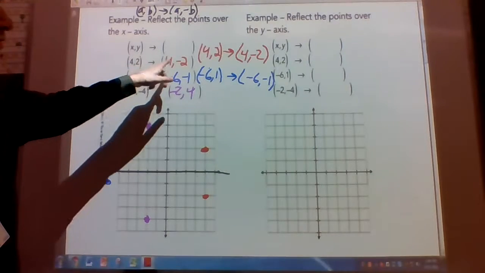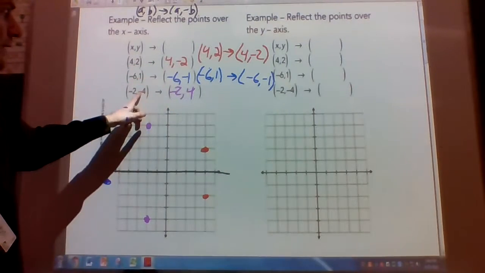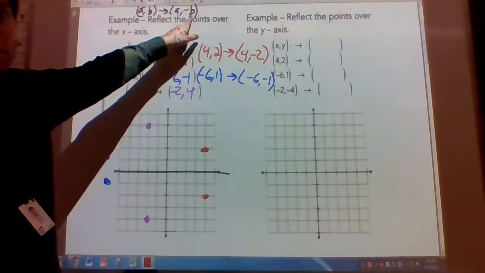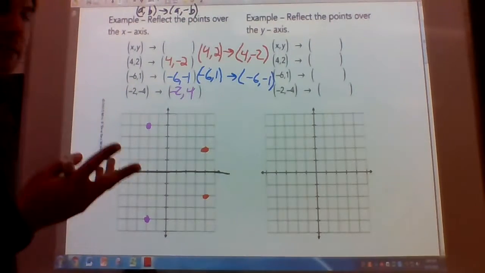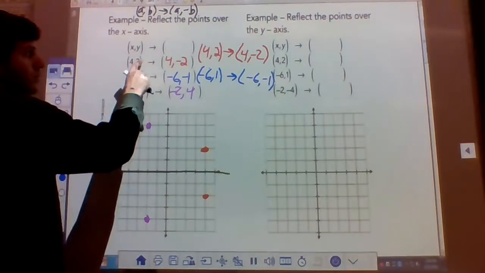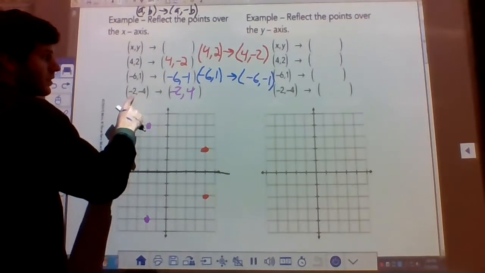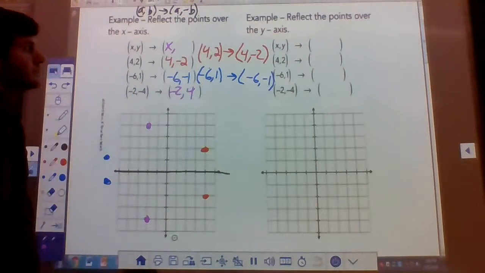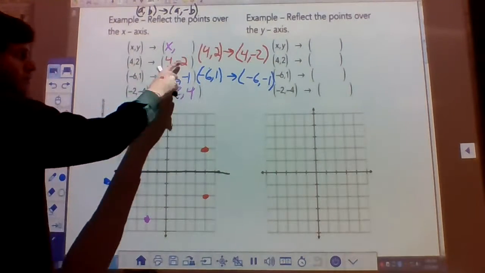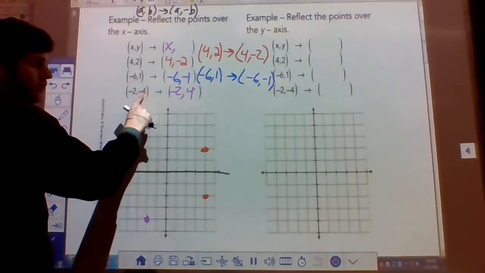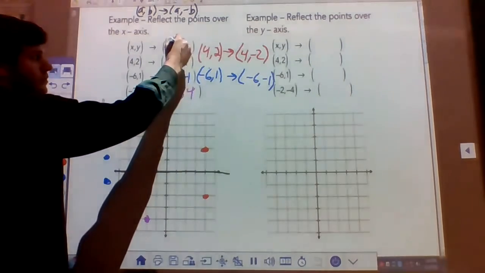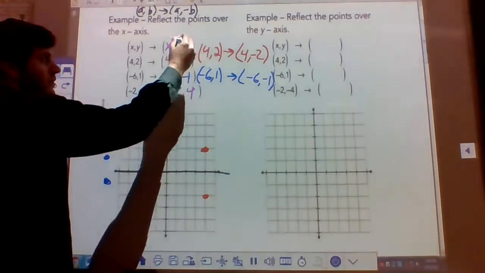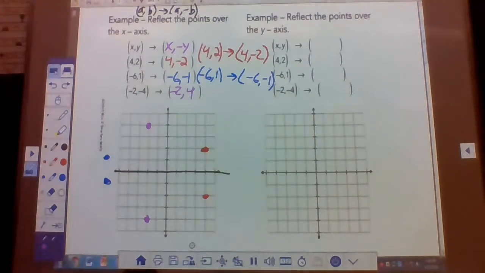And here we have 2 goes to negative 2, 1 goes to negative 1, negative 4 goes to positive 4. So we're flipping the signs, because B is going to negative B. So 4 goes to 4, negative 6 goes to negative 6, negative 2 goes to negative 2, so X goes to X. And 2 goes to negative 2, 1 goes to negative 1, negative 4 goes to positive 4, so Y goes to negative Y. So any point (X, Y) is going to reflect to (X, negative Y).